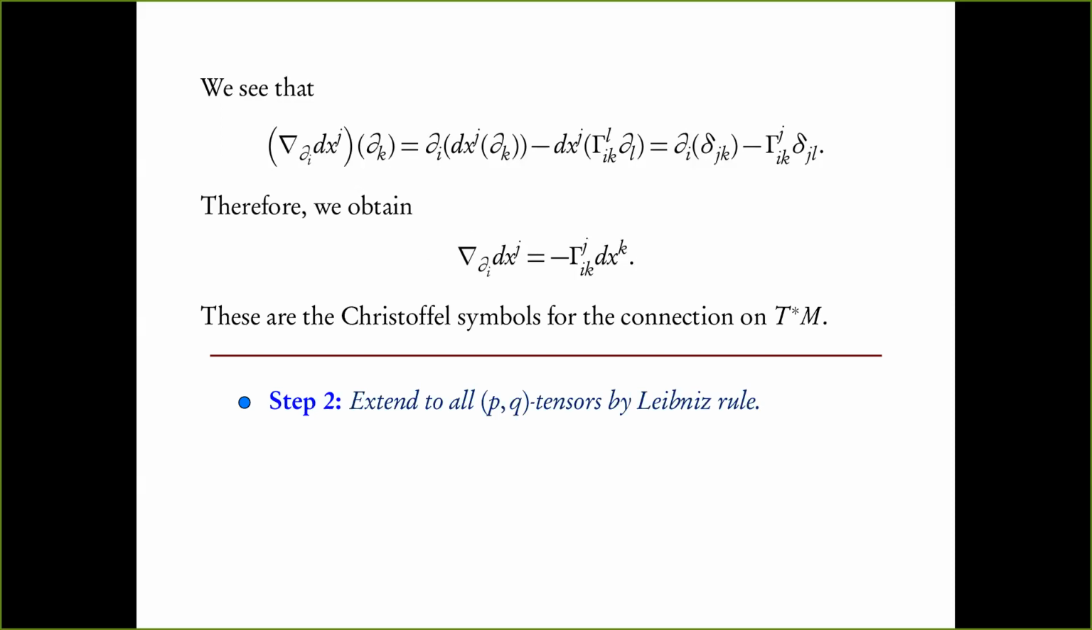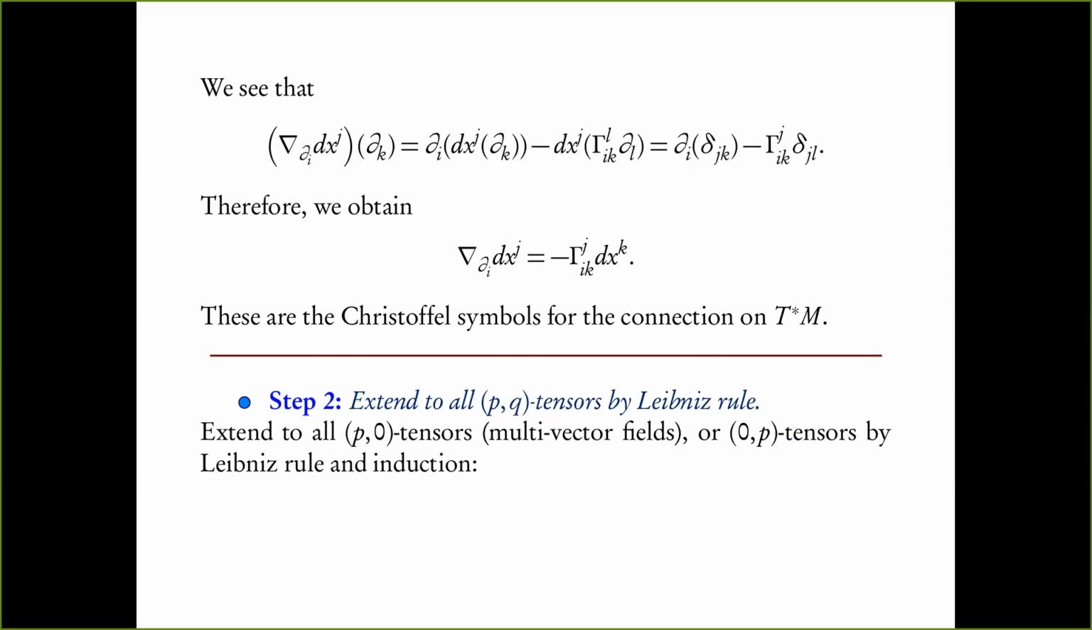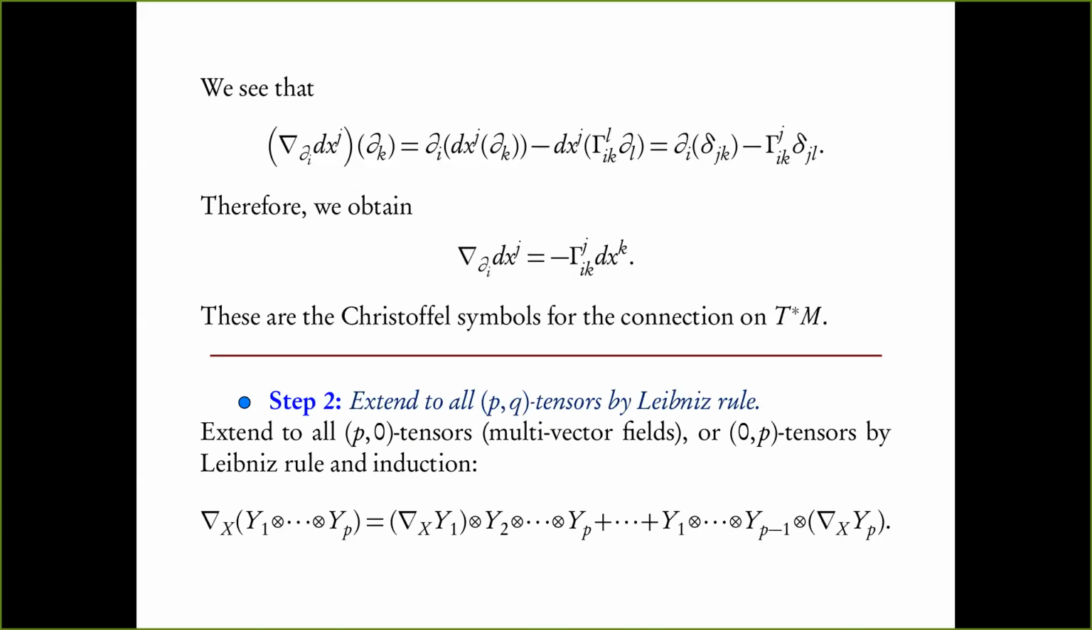I'll just do one for you because this whole process is not so important rather than the fact that it can be done. So you have to extend to all P0 tensors. P0 tensors, remember, simply means multi-vector field. So this is a section of TM tensor TM tensor TM. At every point x, you have a P tuple of vectors. And similarly, 0P tensors are sections of T star M tensor T star M, P copies. Okay? So this is how you do it.